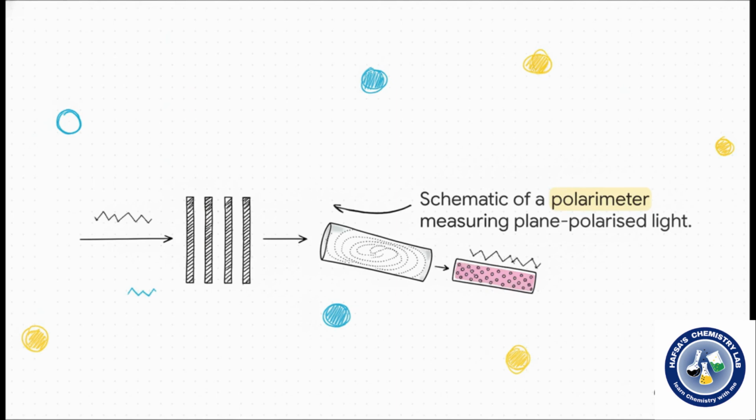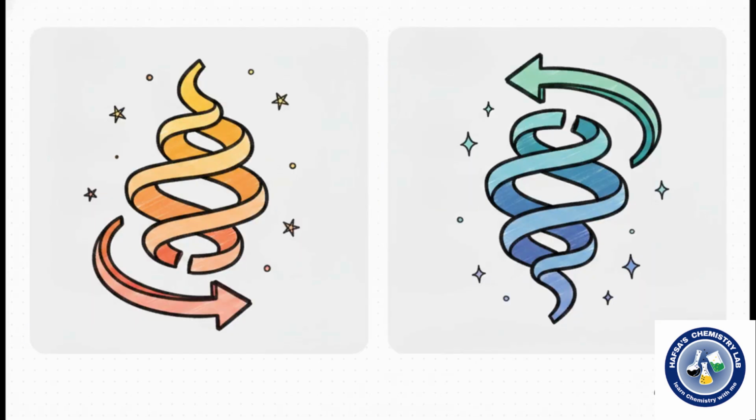Then we shoot that perfectly flat light through a glass tube containing a solution of our isomer. And here is the absolute magic of it. When the light exits the tube, the plane of the light has actually physically twisted. The molecule itself rotates the light. No way, right? And the direction of that twist is exactly how we categorize these molecules.